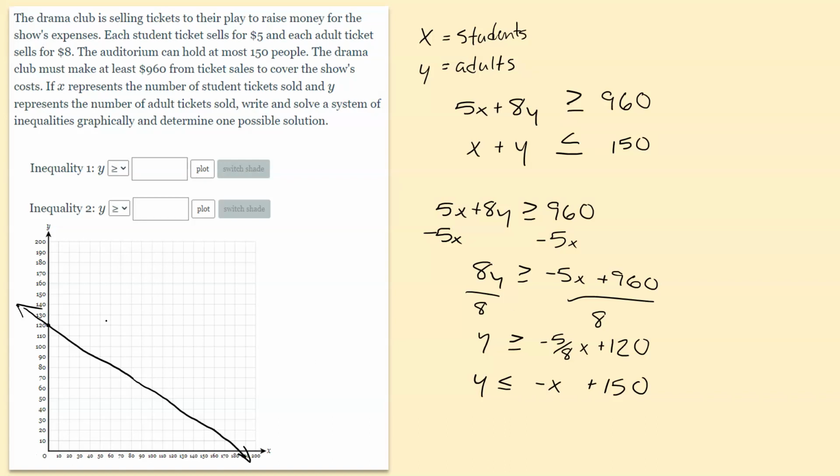Second inequality, I'm going to go ahead and graph that. So that should look something like this. We have a y-intercept of 150 and a slope of -1. So it just goes down like that. And for that, we're shading below. So if we're above this line and below this line, our solution set would be right in here. So one possible solution would be 10 students and 130 adults.